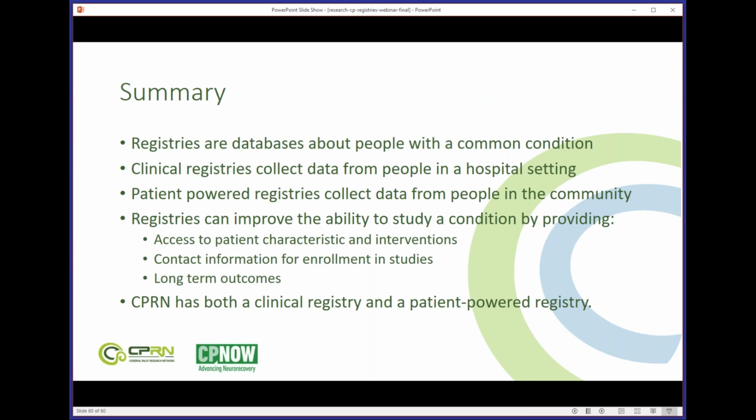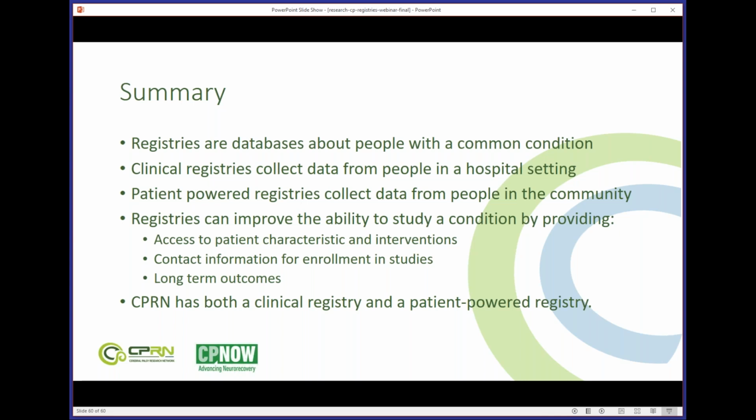So in summary, registries are databases about people with a common condition. Clinical registries collect that data from people in a hospital setting, or patient-powered registries collect it from people in the community. Registries can be used to improve the ability to study a condition by providing this essential information about the patient characteristics, the phenotype that Megan O'Boyle was talking about, and the interventions, what's happening medically, what's happening surgically.